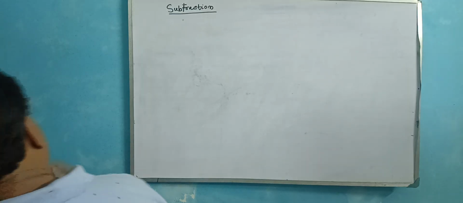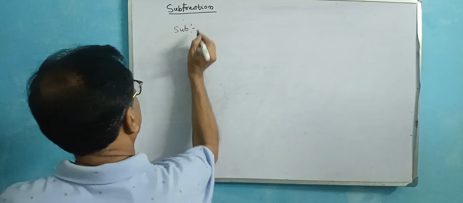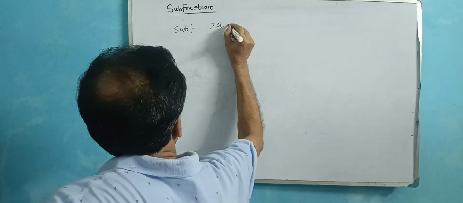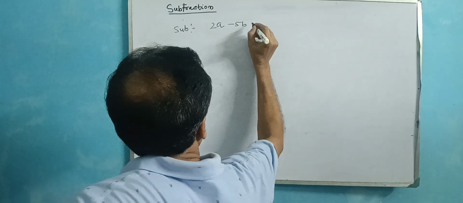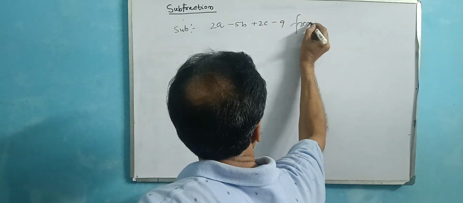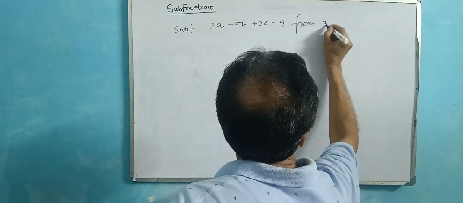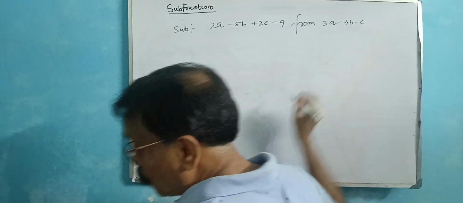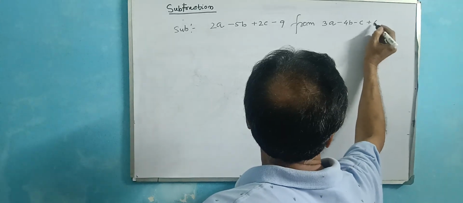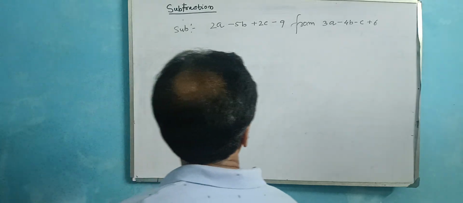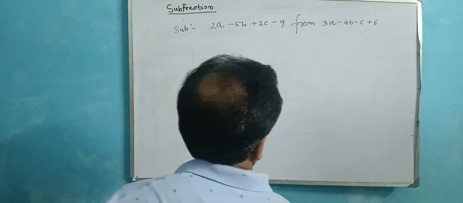Okay, now the next sum. Suppose আমি একটু বড় থেকে করছি. Subtract 2a minus 5b plus 2c minus 9 from 3a minus 4b minus c plus 6. These are: 2a minus 5b plus 2c minus 9 from 3a minus 4b minus c plus 6.